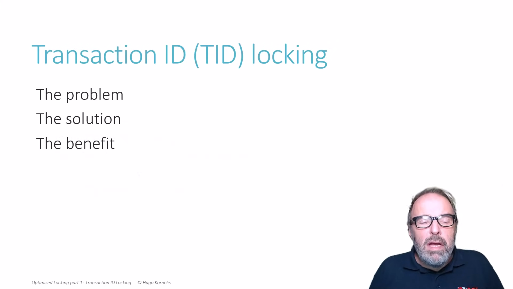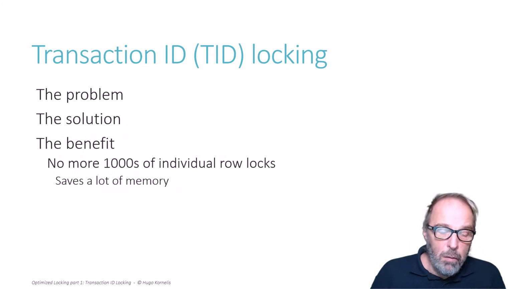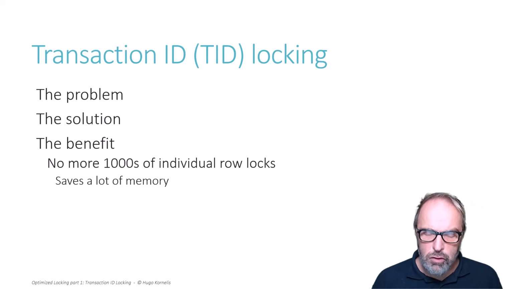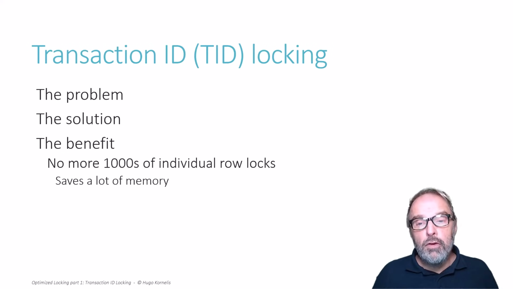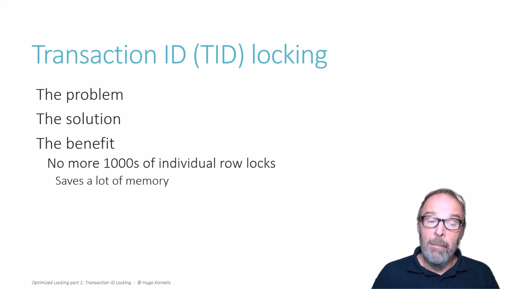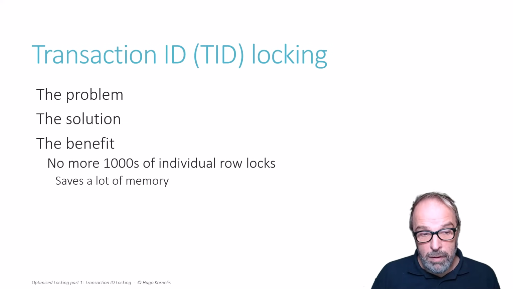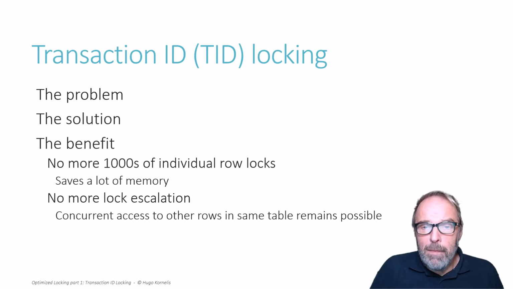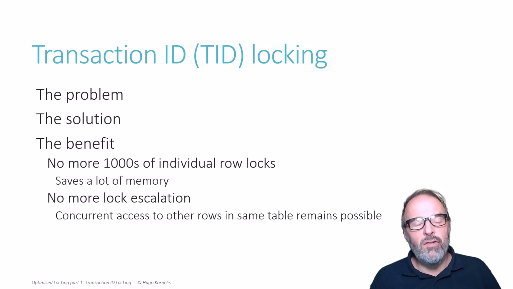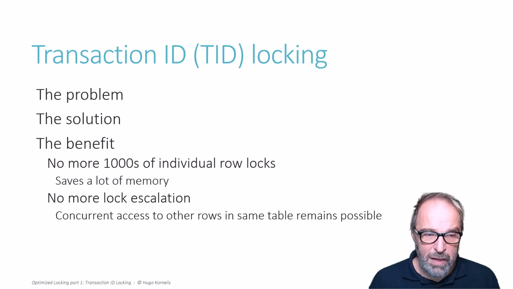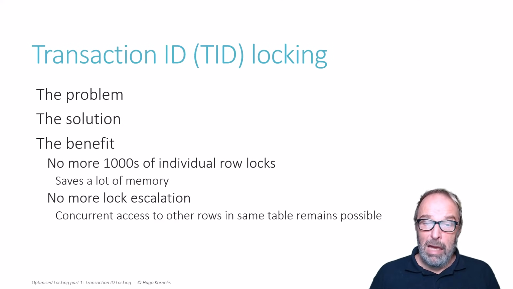And you saw in the demo what benefits there are. We don't have hundreds or thousands of individual row locks anymore. And if you multiply this with all the transactions running on your system, that will save a lot of memory. Also, you don't have the lock escalation anymore, which means that no matter how many rows your modifications affect, they will never escalate to a full table lock, and unmodified rows will remain accessible by concurrent access.